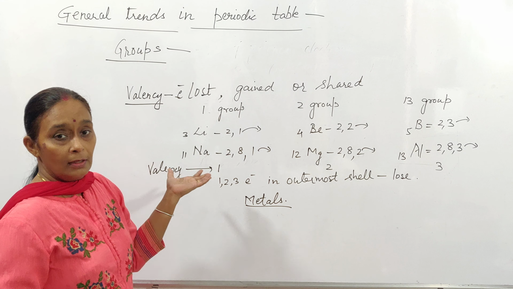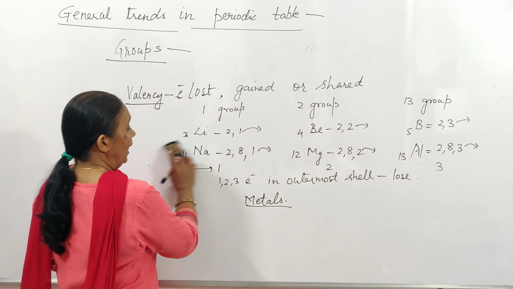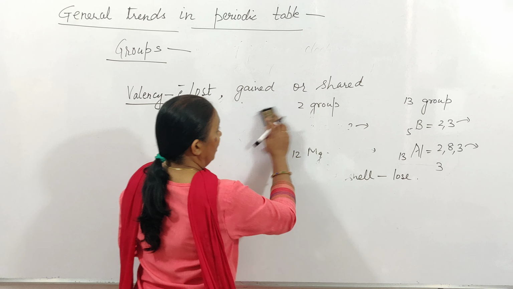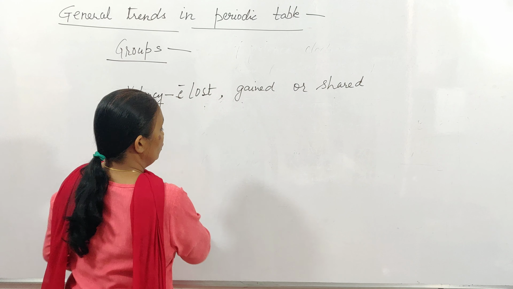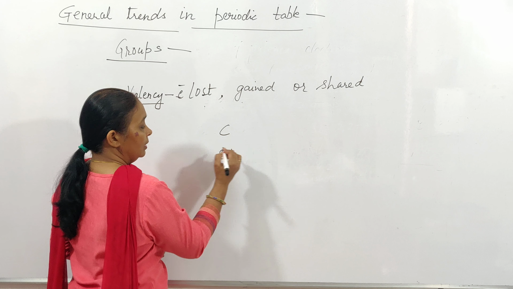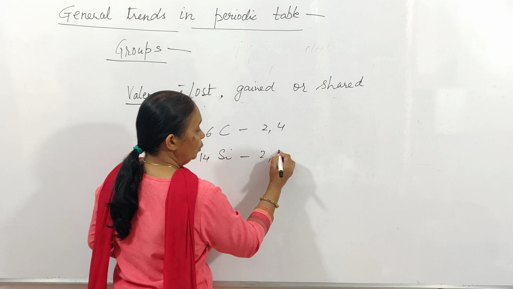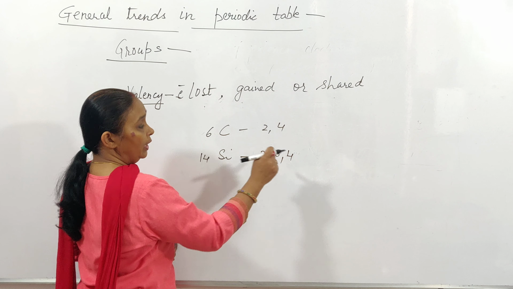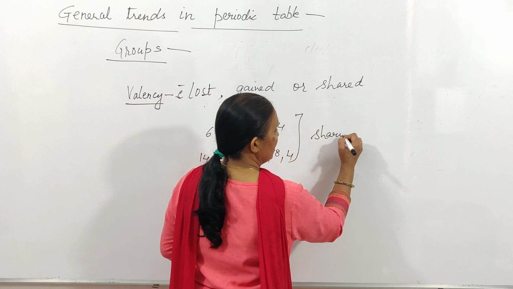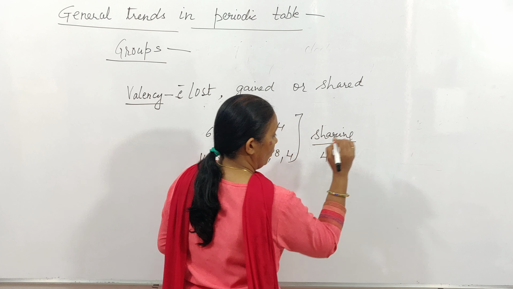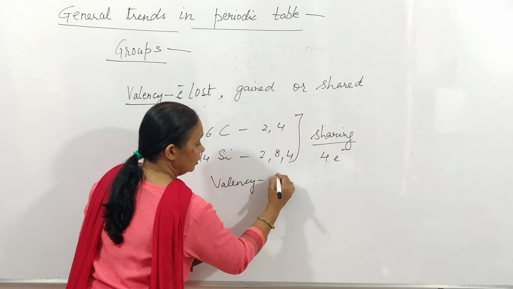Now let us see some other group elements. We have discussed till 13th group. I am going to take 14th group element. Examples of 14 group elements are carbon and silicon. Atomic number 6 and 14. 2, 4; 2, 8, 4. They have 4 electrons in the outermost shell. They will be sharing the electrons to become stable. Sharing 4 electrons to become stable. So their valency will be 4.